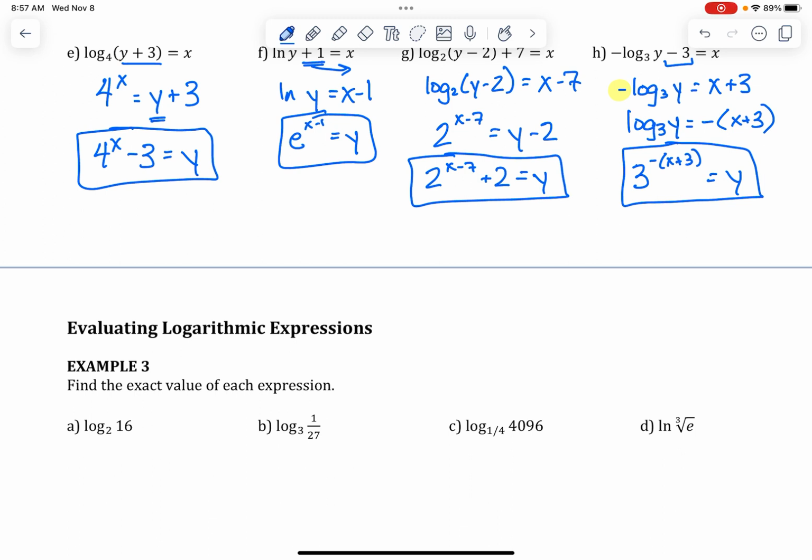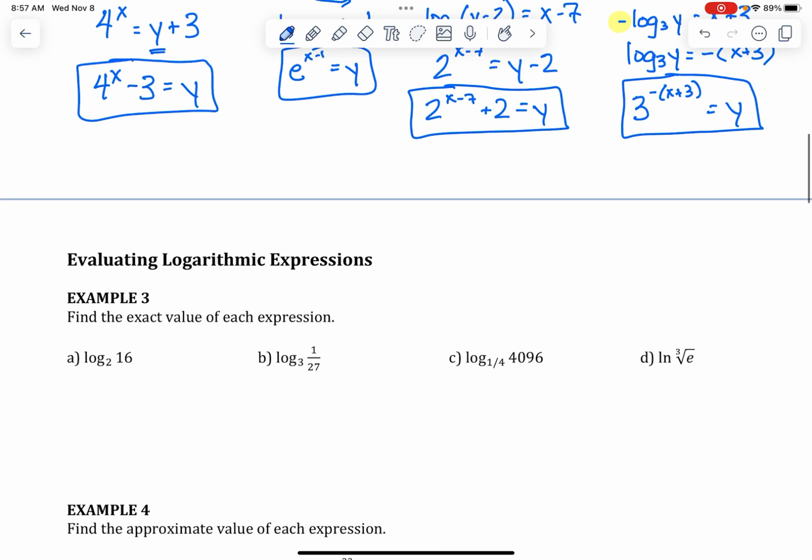Okay? So if we look at the next section, you don't really see an equation. It's written as an expression, but you can sort of think of it as an equation. So what I like to do is set everything equal to y anyway. So log base 2 of 16, now you can do that on your calculator, but we want you to get used to rewriting the expression. So we need an exponent, so I'm going to call that exponent y.